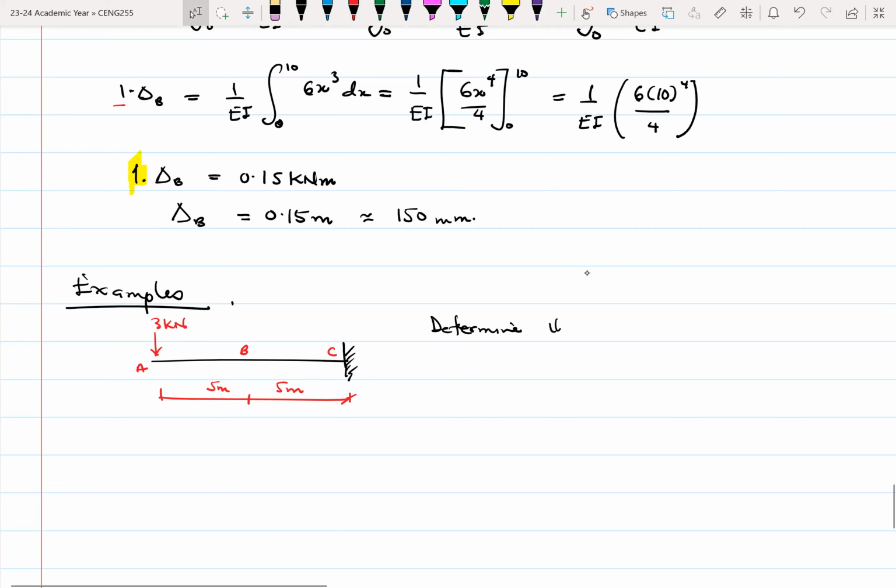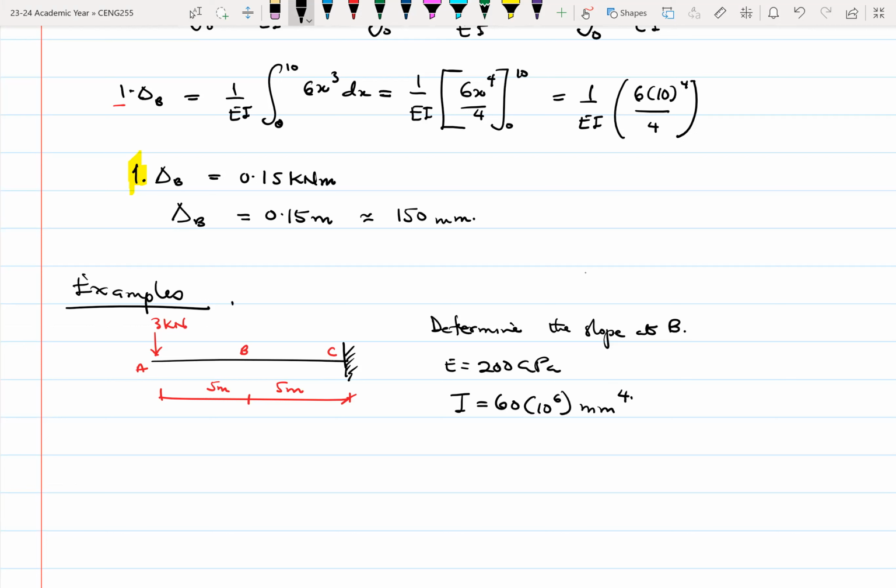the slope at B. Okay, so here our E is 200 GPa. Our I is, let's say, 60 times 10 exponent 6 mm4. All right.